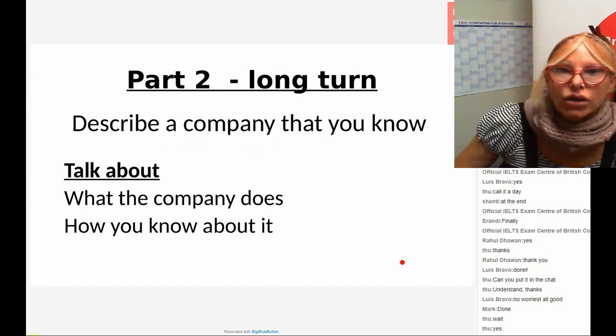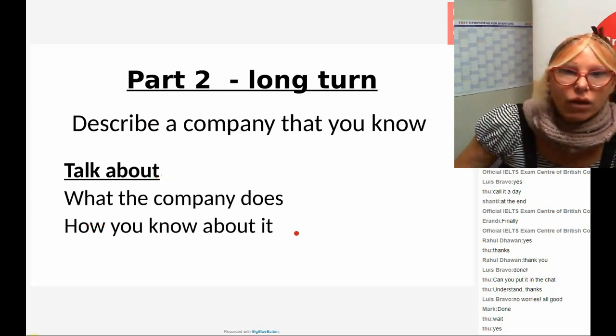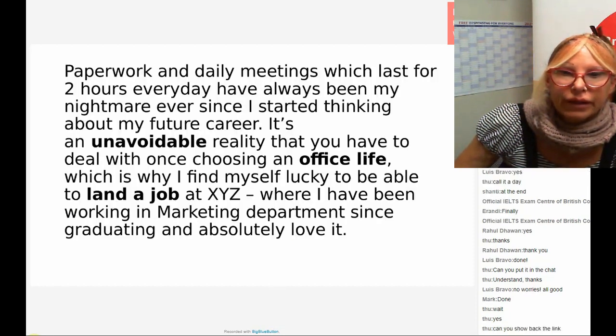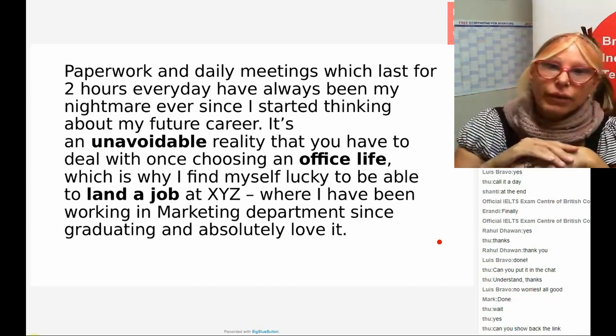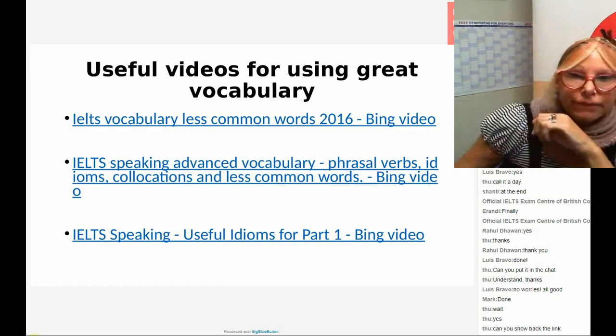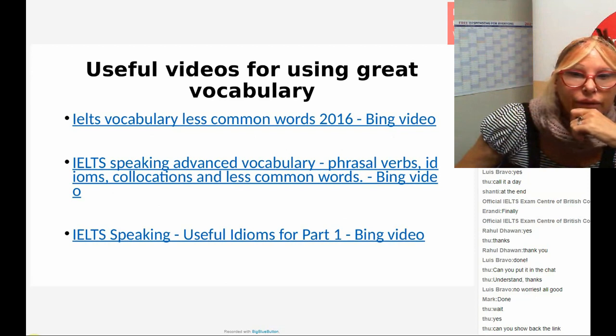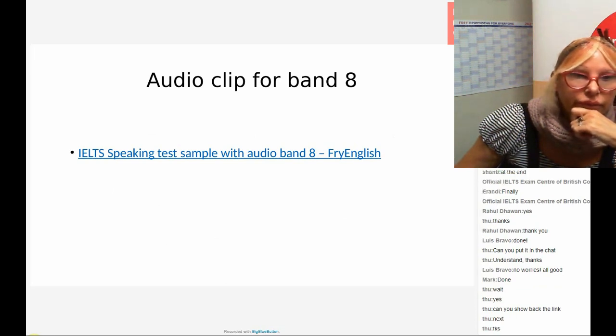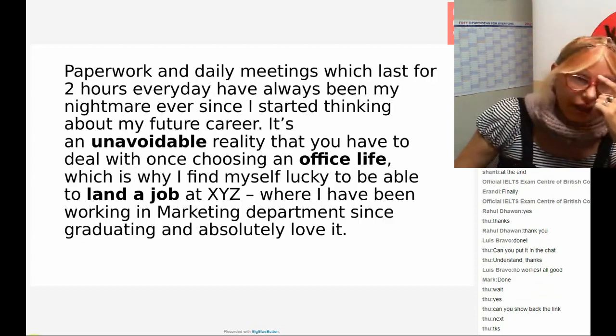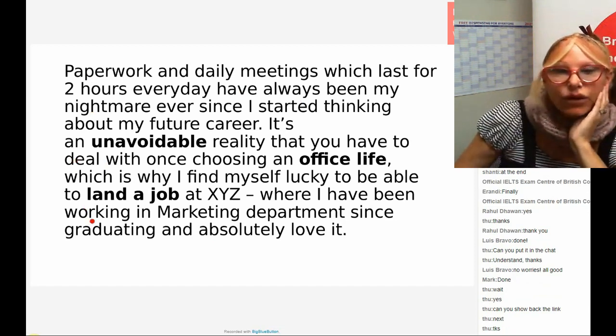Okay, so the long-turn question that he has been given is: describe a company that you know, and he needs to talk about what the company does and how he knows about it. Okay, so that's his topic. All right, we're going to start with just looking at some of his vocabulary in the bold. And then we can have a look at how he's used his idioms or collocations, if you like, to make his score go up. Okay, so starting with, just have a quick read, if you could, of how he starts his long turn, part 2.